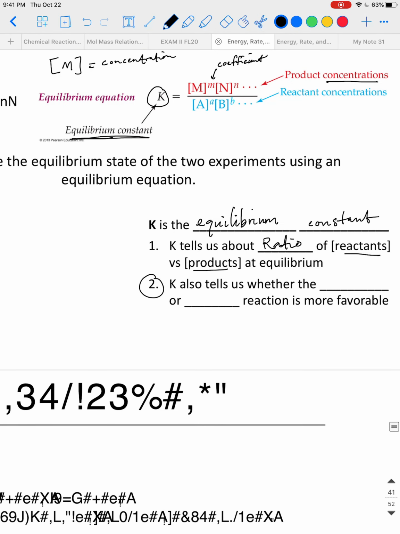Point number 2 about K: it tells us whether the forward or reverse reaction is more favorable. I'll go into that in more depth in a couple of slides. If the forward reaction is more favorable, then at equilibrium we will have a higher concentration of products. If the reverse reaction is the favored reaction, we will have at equilibrium a higher concentration of reactants.